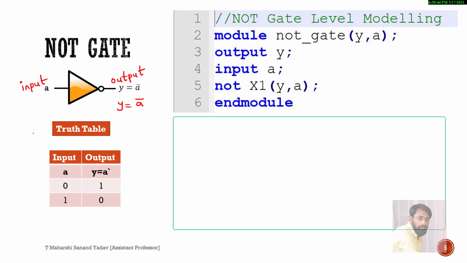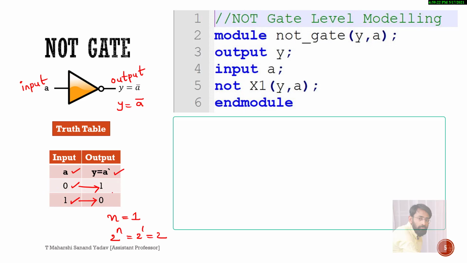Next, coming to the truth table, it will give the relationship between input and output. So we have one input which is A and output which is Y. For one input there will be two combinations. If the number of inputs is n, the number of combinations is 2 power n, which is 2 power 1, which is 2. So the two combinations are 0 and 1. Output is nothing but complement of input. So the complement of 0 is 1 and complement of 1 is 0.